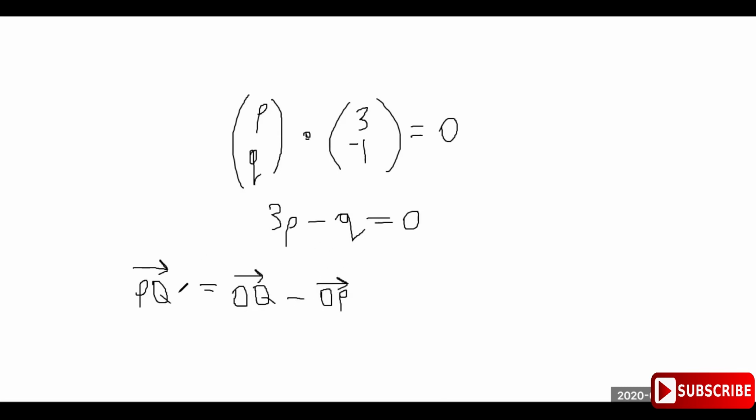So I can carry over vector OP over here to get that vector PQ plus the vector OP is going to be equal to vector OQ. So we're just going to add the two vectors. Wait, we're required to find OQ, right, sir? Yeah. So add the two vectors to find OQ.